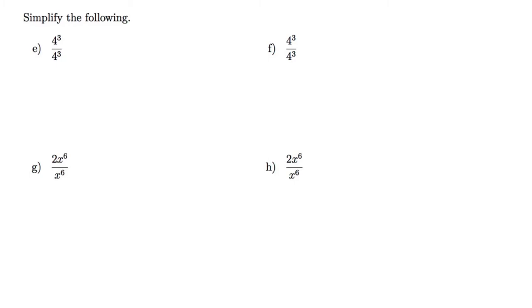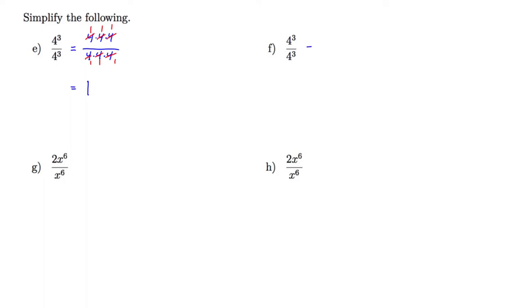In part E, we'll approach this using an understanding of what exponents mean. 4 to the third divided by 4 to the third. Well, that means I have four 3's up in the numerator, and similarly I have four 3's down in the denominator. And if I cancel them out one for one, we'll notice that everything cancels from the numerator and from the denominator. We're left with a bunch of 1's on the top and a bunch of 1's on the bottom, and 1 over 1 is 1.